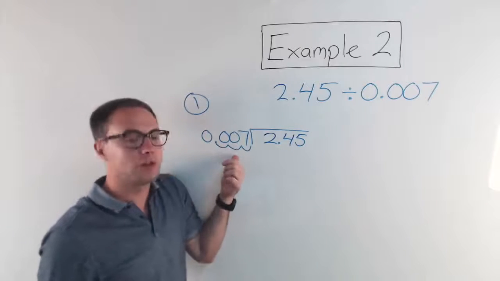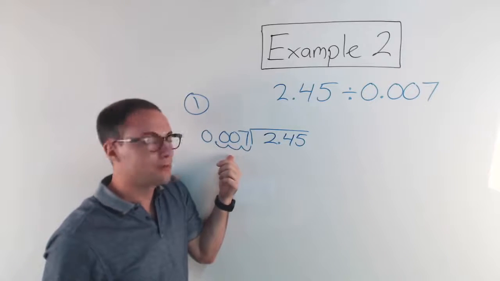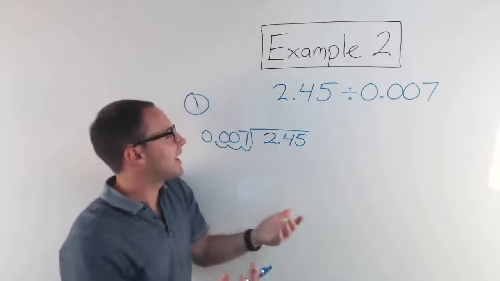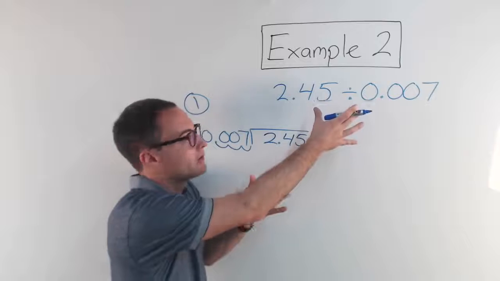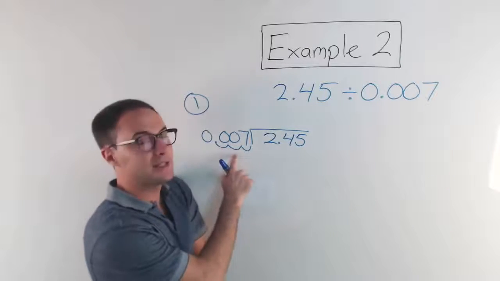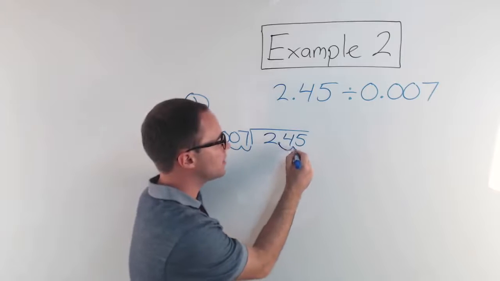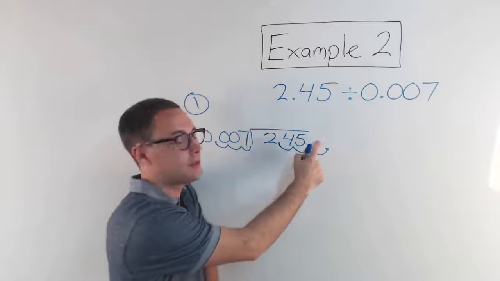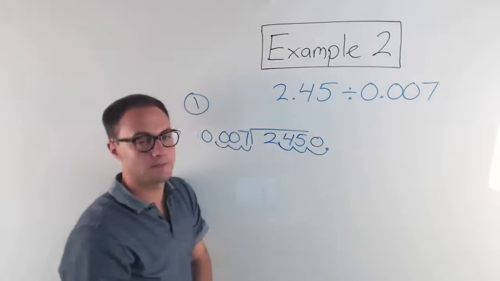But we can't just do that to this, right? If we only do it here and not here, our answer will not be equivalent to what it actually should be. So you have to do the same here. I move 3 times here. I'm going to move 1, 2, 3 here. There's nothing there, so I'm going to add a 0.